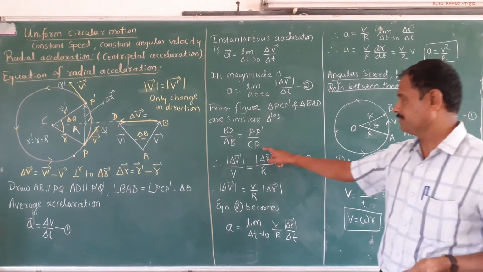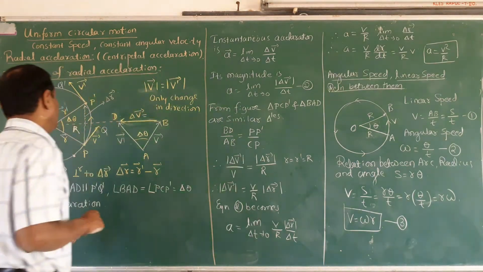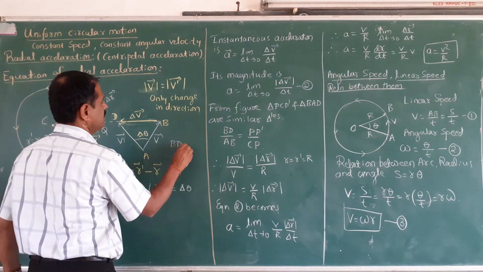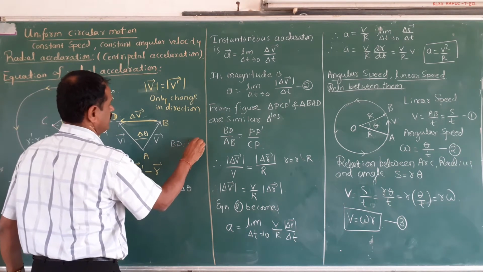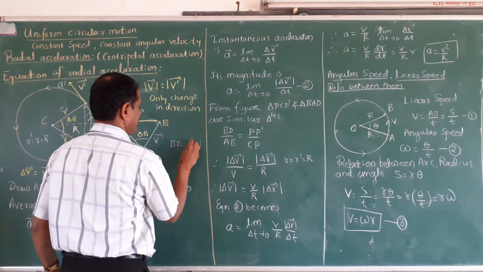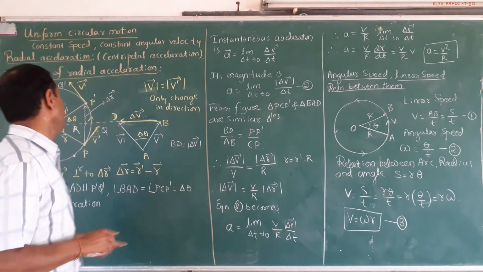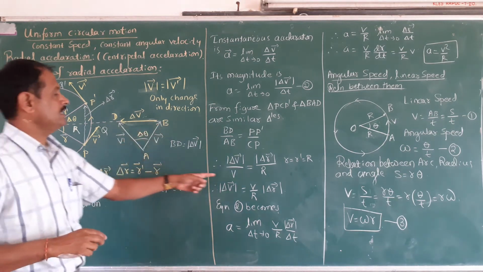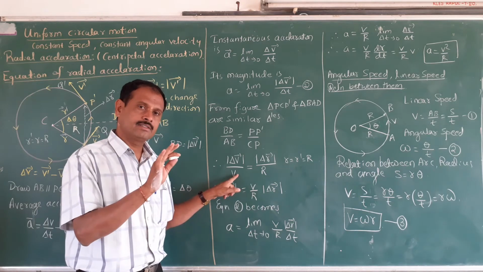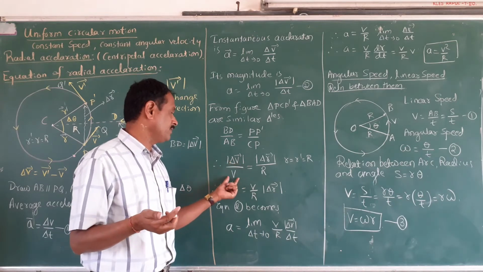This one is CP. Therefore, BD is the modulus of the vector delta V. Divided by AB, which is V. Here you only take the magnitude, not the vector. Only the sides, and sides means magnitude. So the modulus of the vector is delta V divided by V.